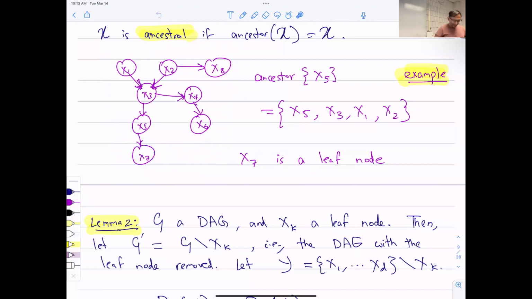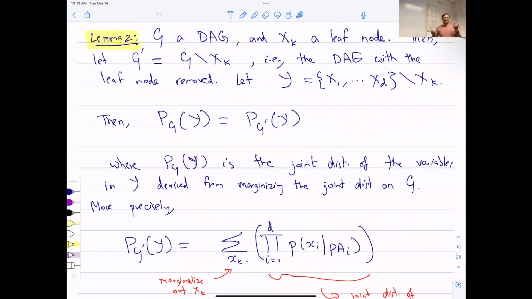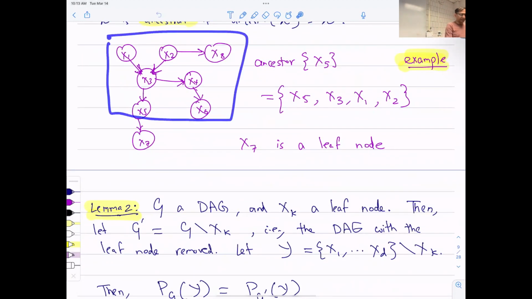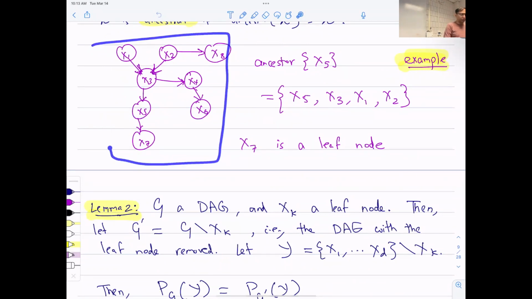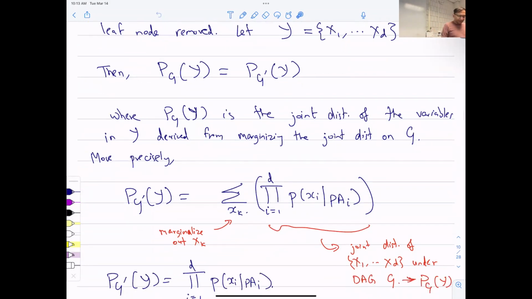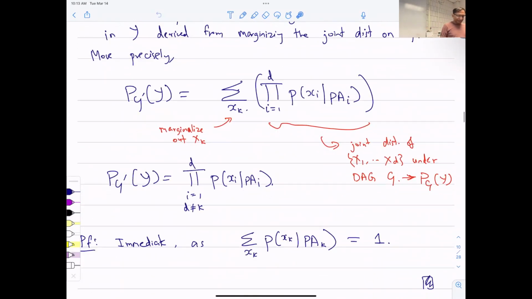Why? If you think about it for a minute, it's clear. The joint distribution on the restriction G prime is nothing but the joint distribution over the whole thing, where you just marginalize out this one thing. Meaning, you look at the whole joint distribution on G and look at that one leaf node and sum over all possible values of the alphabet of that. That's all it is. Is it clear? But this last node has no children. So immediately this follows.